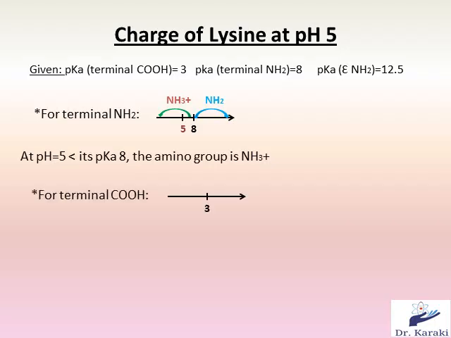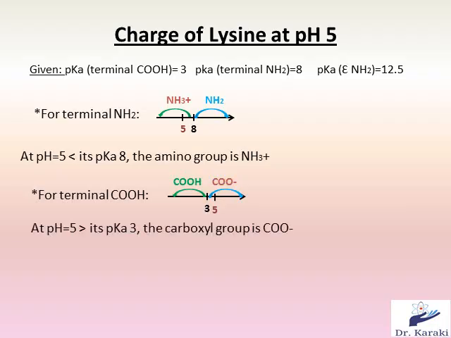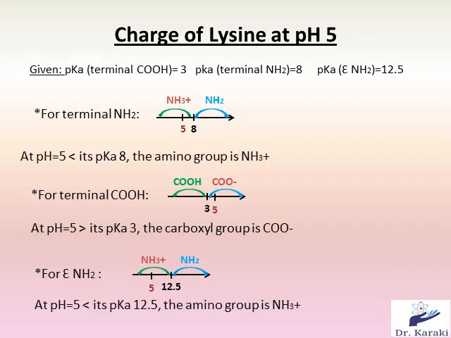For the terminal COOH, on the axis we select the pKa 3 of the COOH. On the left side, we have the protonated form COOH. On the right side, we have the unprotonated form COO minus. 5 is higher than 3, so the carboxyl group is COO minus. For the epsilon NH2, we put the pKa on the axis. On the left side, NH3+, on the right side, NH2. 5 is lower than the pKa, so the amino group is NH3+.